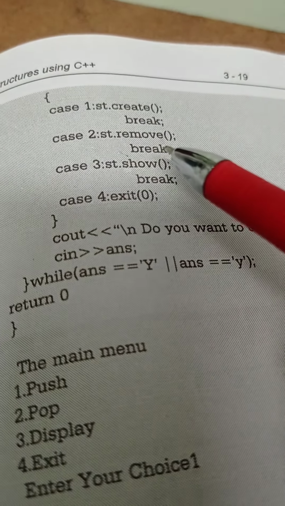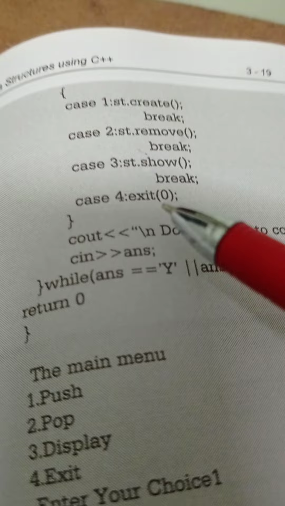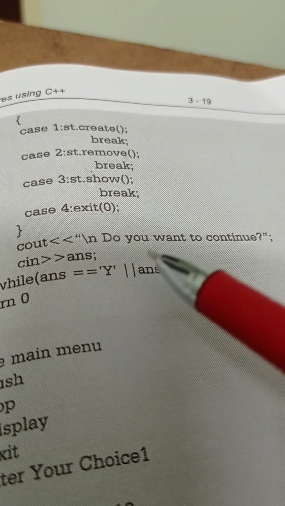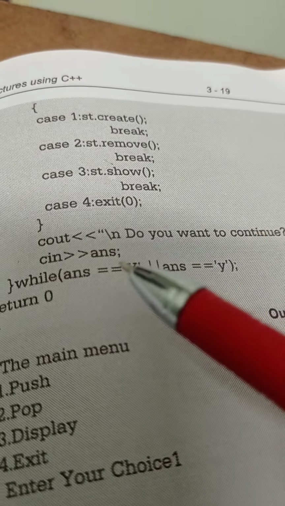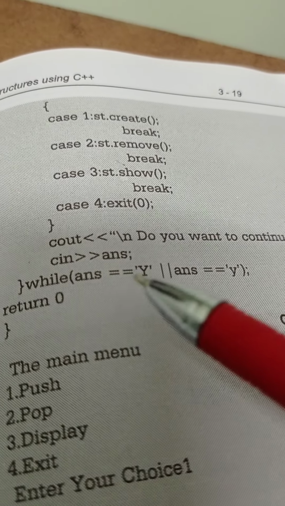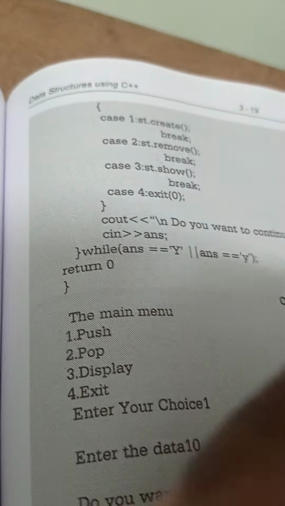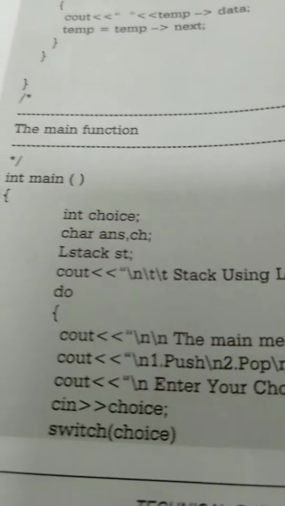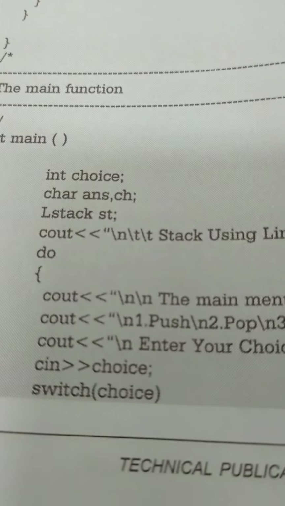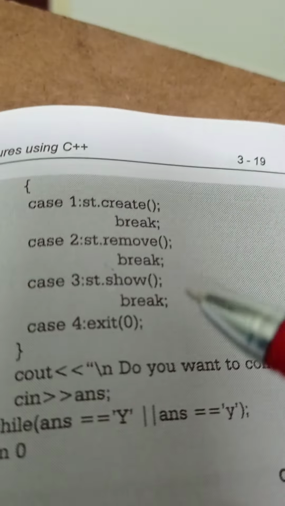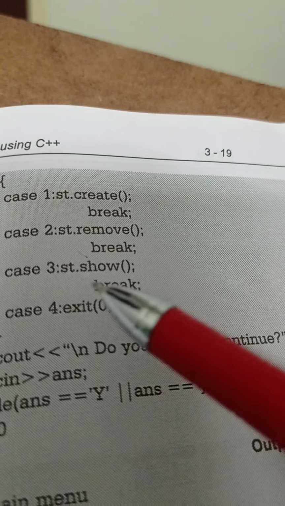Then after this it will break, meaning it comes out of the switch. Then it will ask, do you want to continue? Suppose yes, then the answer is equal to yes, the condition is satisfied, and once again the loop repeats. Suppose your choice is 3. At that time, what is choice 3? Show, so it will go to the show function.